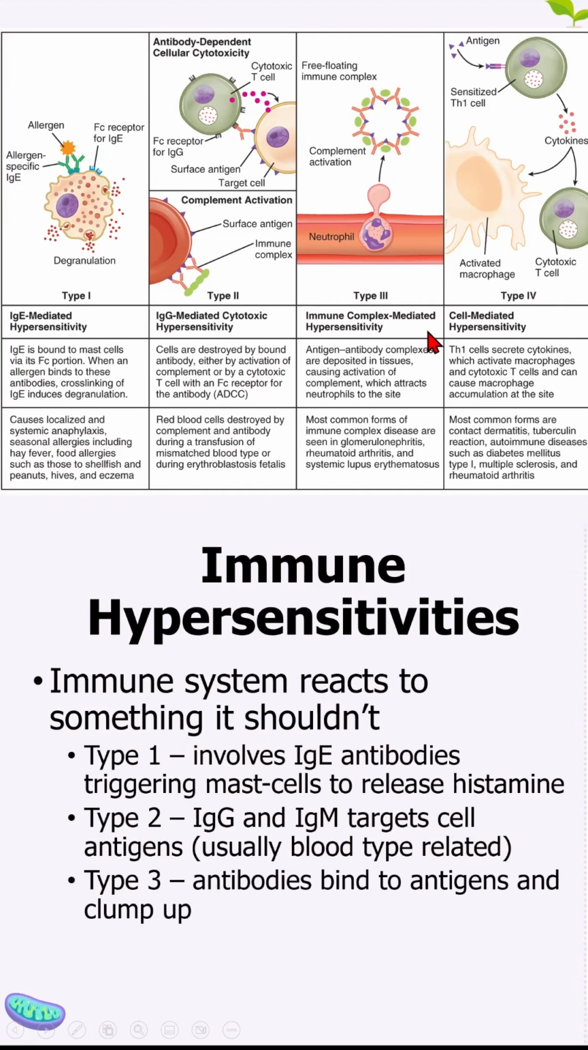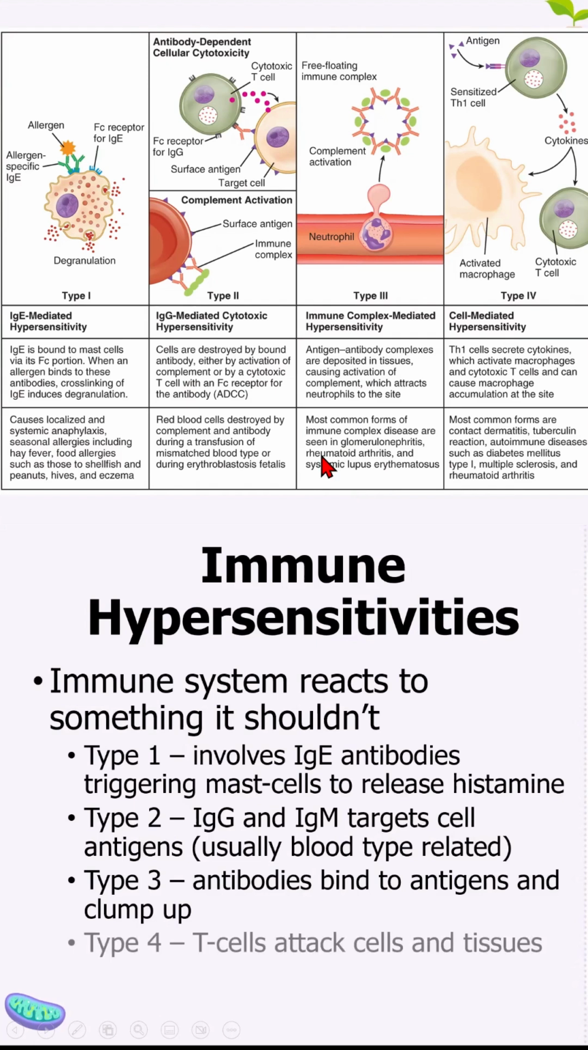Type 3 is not really common, and it's not really an allergy, but an issue that happens in your body where your immune system produces antibodies that, for whatever reason, clump up. They bind to antigens and make these giant clumps. That is going to cause tons of immune activation in a specific area, and localized inflammation. But it can also cause things like rheumatoid arthritis or lupus.